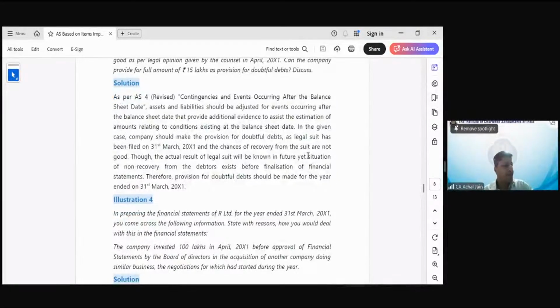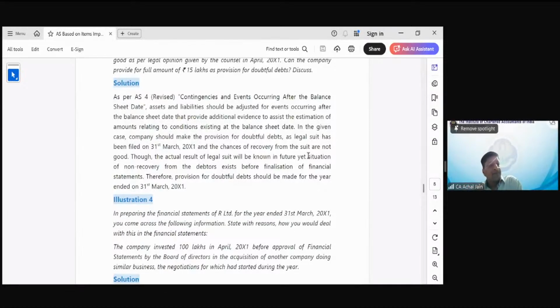Next example. In preparing the financial statements of R Limited for the year ended 31st March X1, you come across the following information. State with reasons how will you deal with that. Company invested 100 lakhs in April X1 before the approval of financial statements by the board of directors. Okay, and why did the company invest? So company is acquiring another company doing similar business. Negotiations for which had started during the reporting year itself.